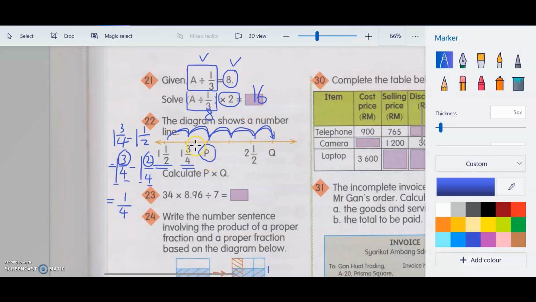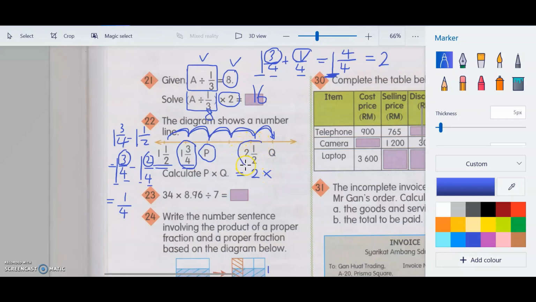So we find P first. We take this fraction plus 1 over 4. So 1 3 over 4 plus 1 over 4 equals, whole number is 1, bottom number remains, 3 plus 1 is 4. Now when the top and the bottom number are the same, that means it equals 1. So 1 plus 1, the whole number 1 here, is 2. So P equals 2.